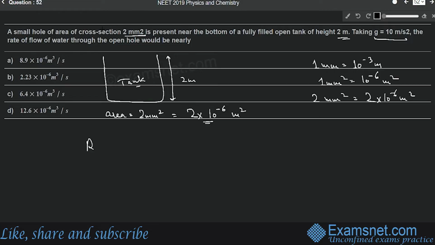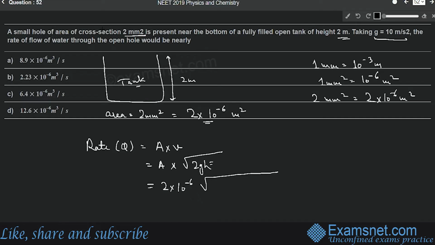We have to find out the rate of flow of water, that is Q. That is equal to area of cross section of the hole into velocity of water. And velocity of water is what? Root 2gh, where h is the height of the tank. So let's put the value here. Area of cross section is 2 into 10 to the power minus 6 meter square, then under root 2 into 10, because the value of g is 10 and height is 2 meter.